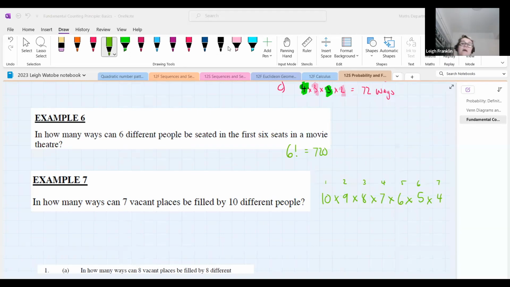Okay, well then, Nkaniza, that's a good question. All right, it would still be 6 factorial, because there are 2 seats that are always going to be vacant. Okay.